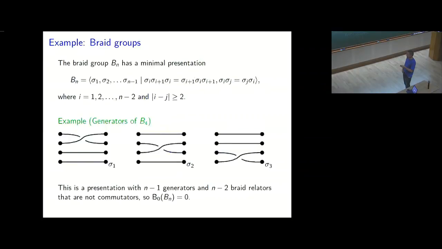Okay, another example is braid groups. Well, this is a presentation of a braid group, and you have relations which are basically commutators, right? And you have relations which are not commutators. And you have a presentation with n-1 generators and n-2 relations which are not commutators. And then if you plug in these numbers in there, you will again get that the B naught of braid groups is trivial.